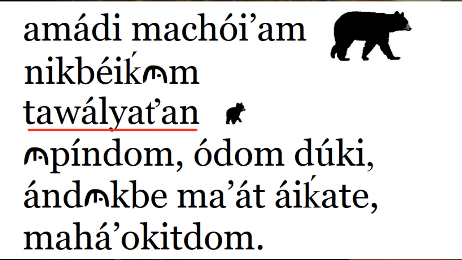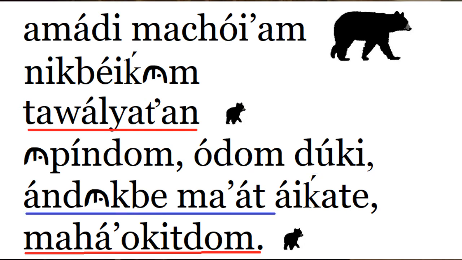Orom duki andukbe ma'at aikate maha okitdom. Orom duki means a bag of gold. Repeat, orom duki. You might remember, duki is a bag with a drawstring, unlike a wadapi. Then Dan Williams says, andukbe ma'at, about this size. He's probably showing what size with his hands as he talks. Repeat the phrase, about this size, I figure. Anduk be ma'at aikate.